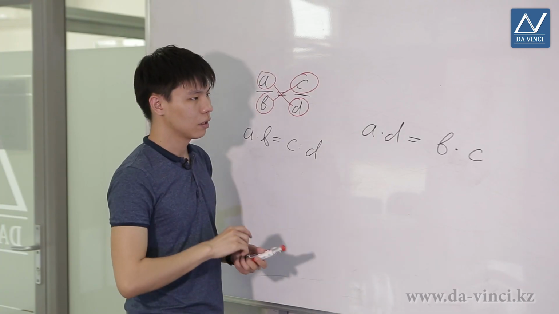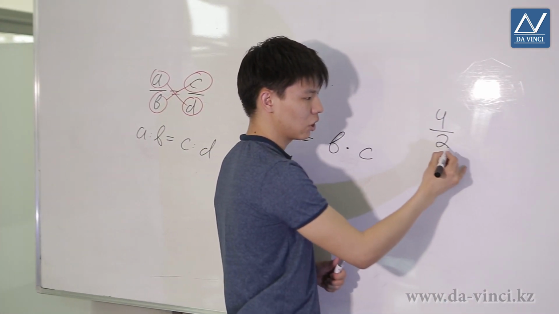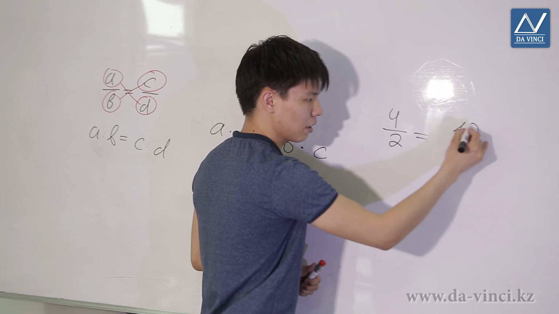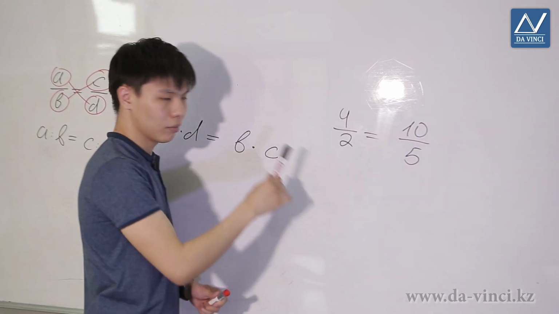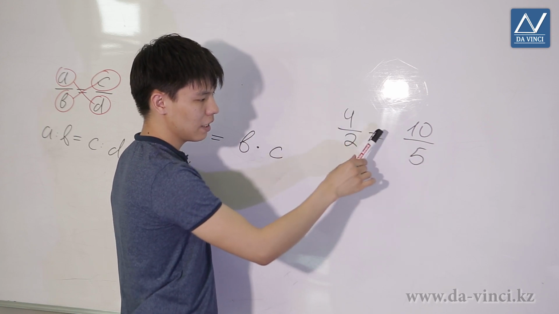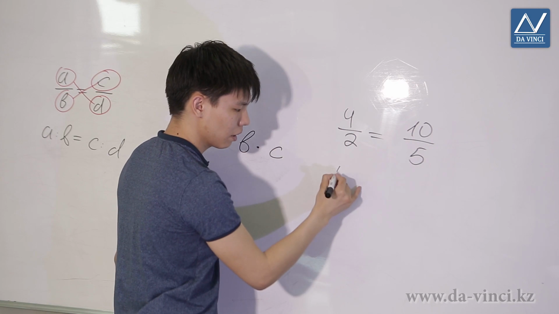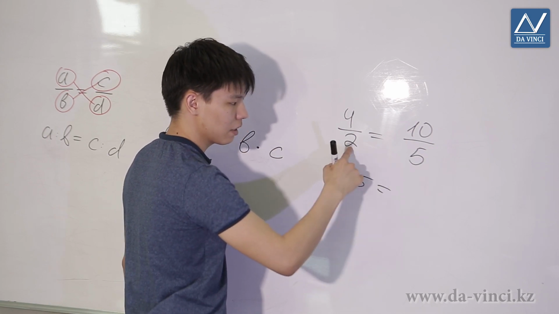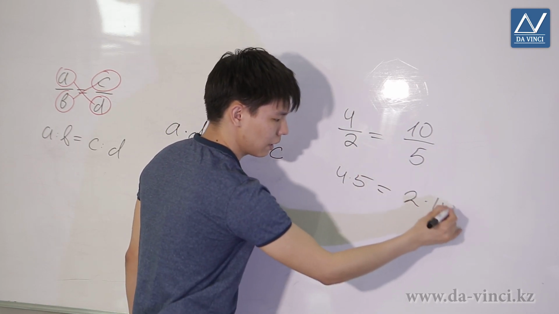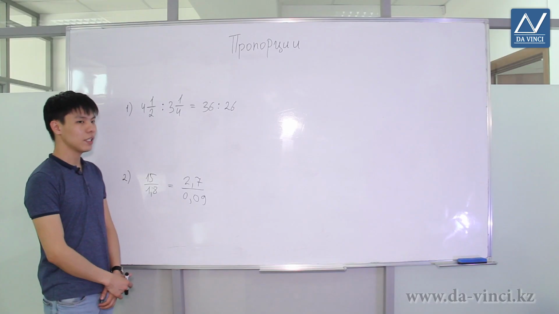Let's consider an example. Let's take some proportion, for example, the one that we initially considered: 4 divided by 2 is equal to 10 divided by 5. And let's check whether the main condition of the proportion is met. As we said, the product of the extreme members is equal to the product of the middle members. Or crosswise, 4 times 5 should be equal to 2 times 10. And indeed, we get 20 here and there. That is, the main property of the proportion has been fulfilled.